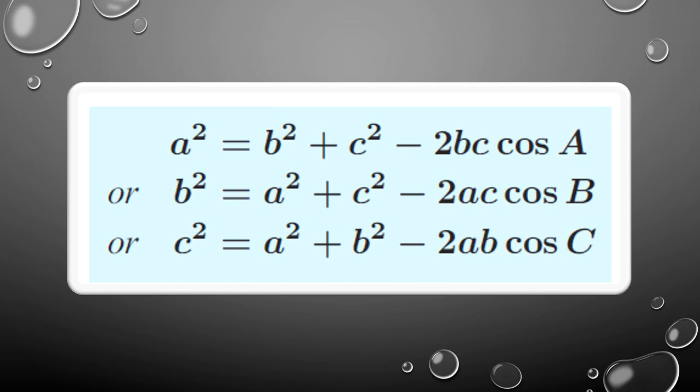So just remember, what you can remember here is that when you have A there, you have the cosine A, and you have to add the square of the two sides and then subtract twice their product. Just remember that. Okay, this side, the opposite angle.